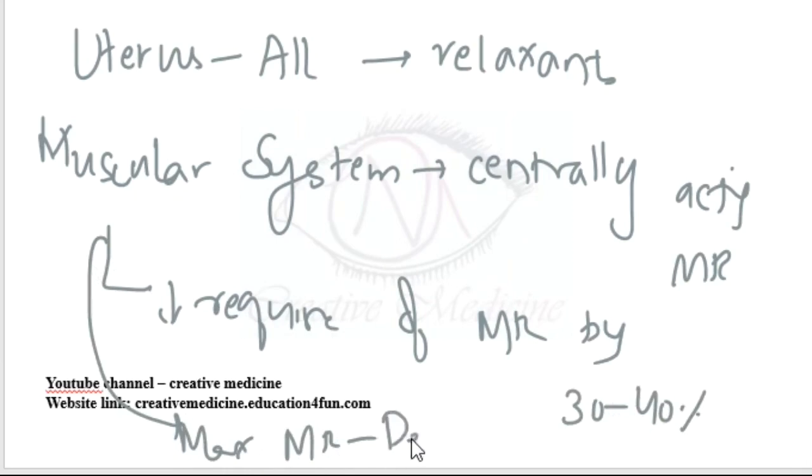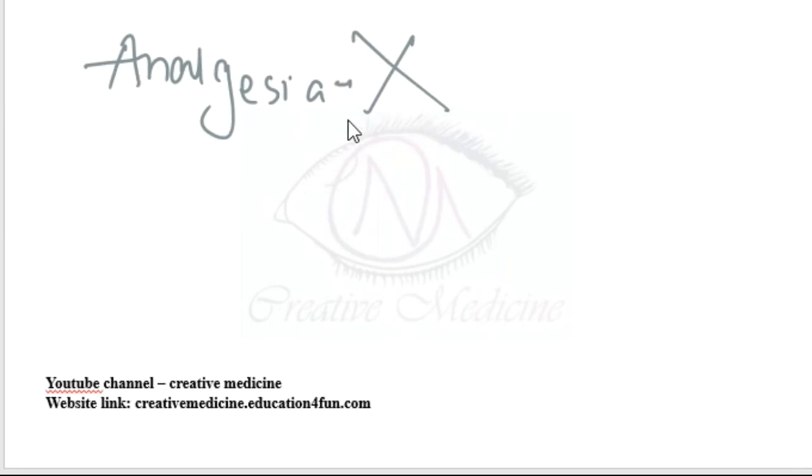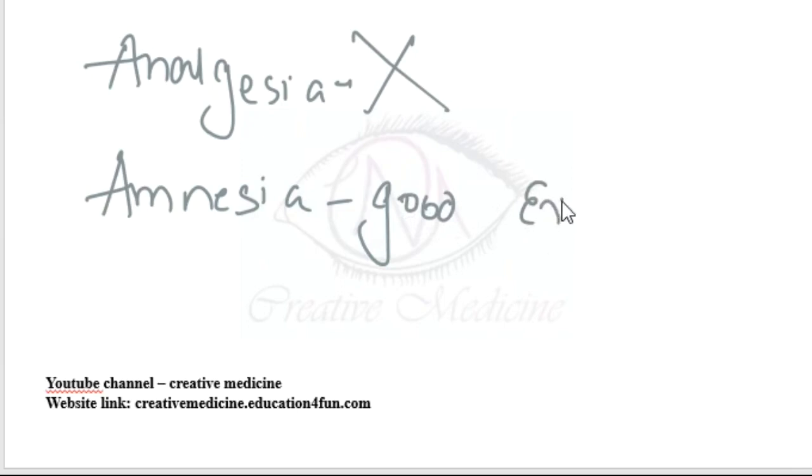Effect of inhalational anesthetic agent on analgesia. On analgesia, all the current use volatile agents have almost no analgesia. Then amnesia. Amnesia is very good for inhalational anesthetic agents except nitrous oxide. So nitrous oxide is poorly amnestic.